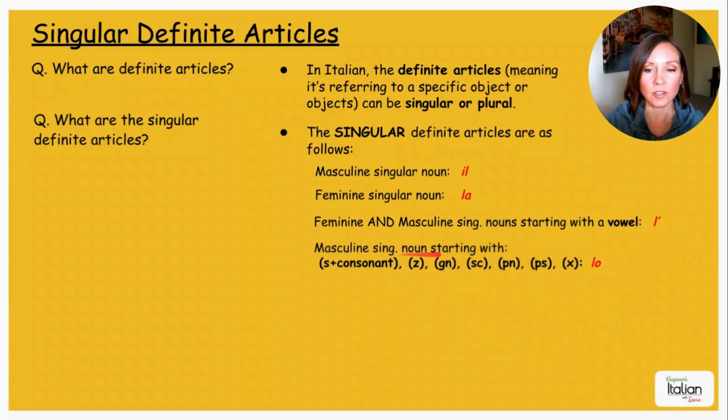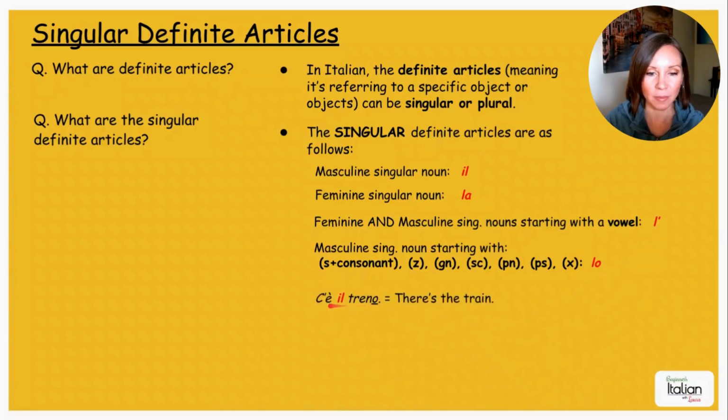Masculine singular nouns starting with S plus a consonant, Z, GN, SC, PN, PS, and X all take lo as the definite article. Okay, now these aren't super common, so this is probably going to be the one that you use the least. So try not to get too overwhelmed by having to memorize all of these. Okay, it's mostly the words that are hard to pronounce with one of the other articles. They put a lo there. Okay, it'll make a little bit more sense as I move forward.